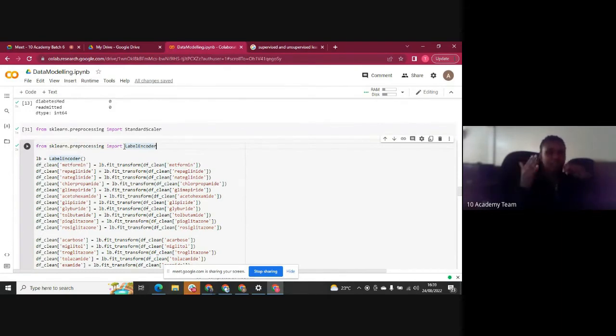So what label encoding does is it gets all the unique values in your column, like maybe the gender, and assigns the next number to each variable. Does that make sense? I hope that makes sense.